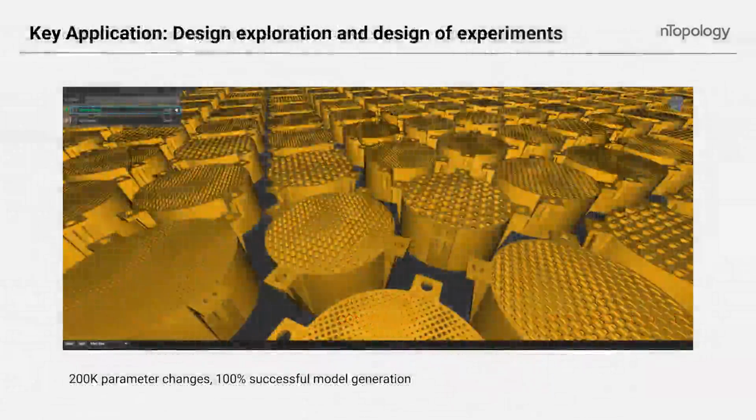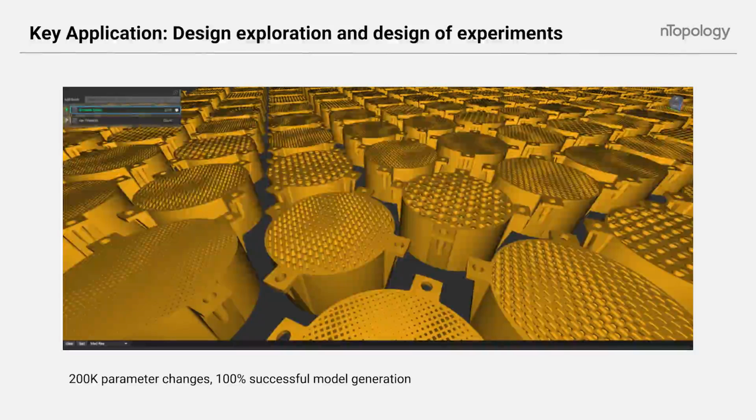One of the key application areas of this technology is for design exploration and design of experiments, which complements the speed and iterative nature of additive manufacturing extremely well. In this picture, we have an example of a design study with 200,000 parameter changes. And during that, there were 0 rebuild errors, which really is impossible in traditional design systems.